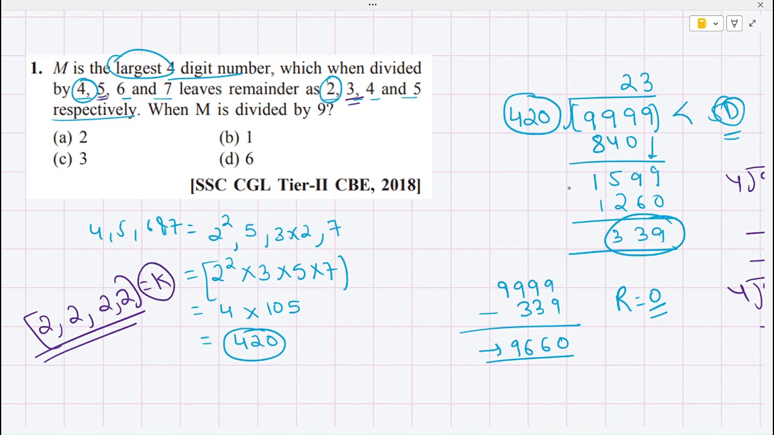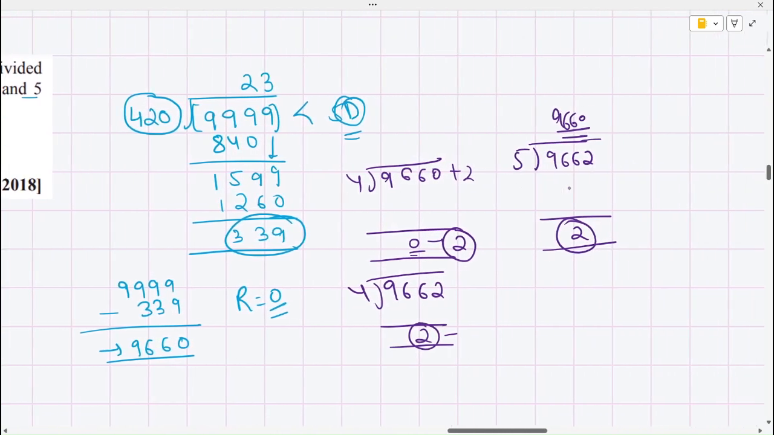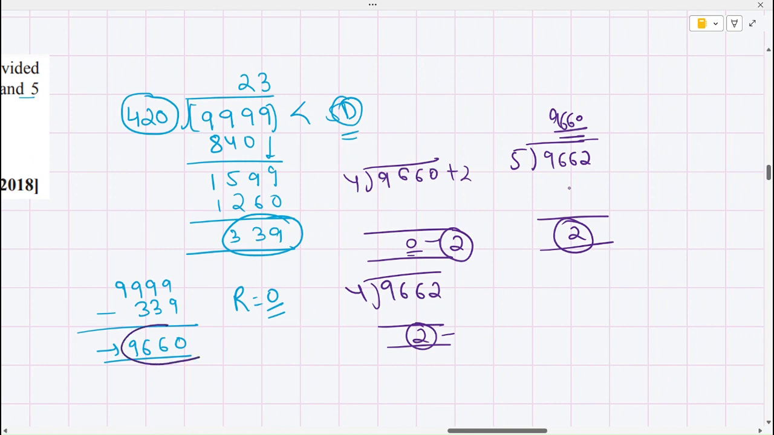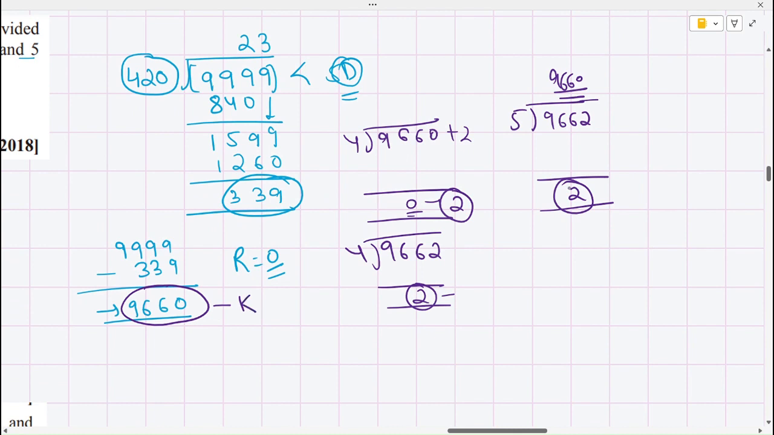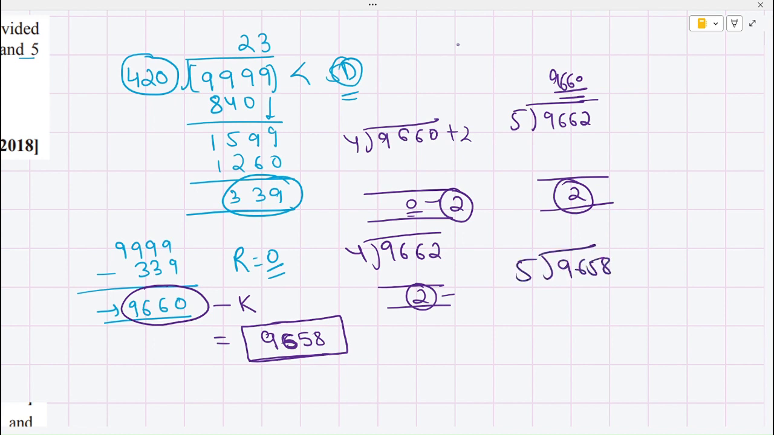So we'll think of this particular number 2 as k. And then the number that we receive, which is completely divisible, we need to subtract k from this particular number. And so we'll get 9,658. So this particular number will be our answer to this question. If we try dividing this number, 9658, by 5, then the remainder that we'll receive will be equal to 3.